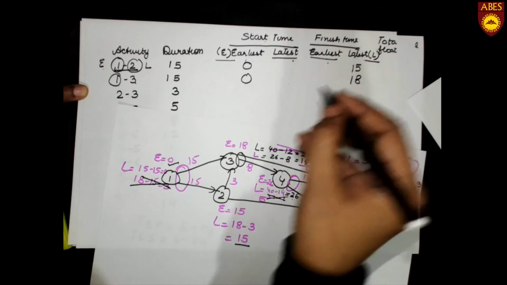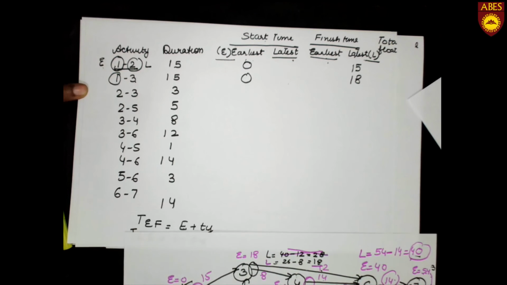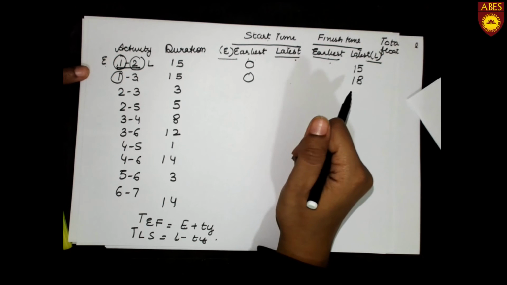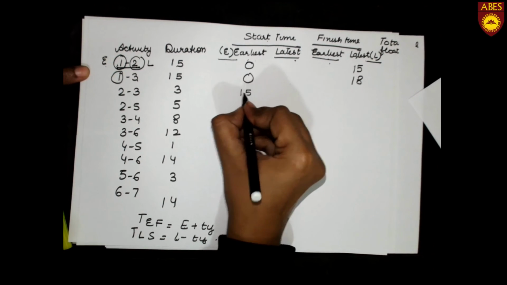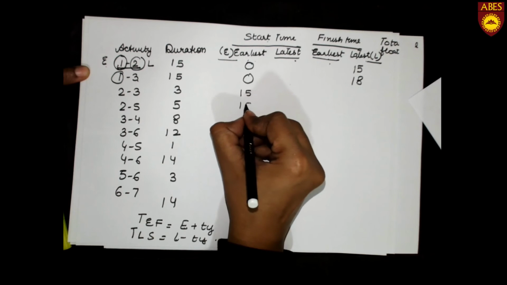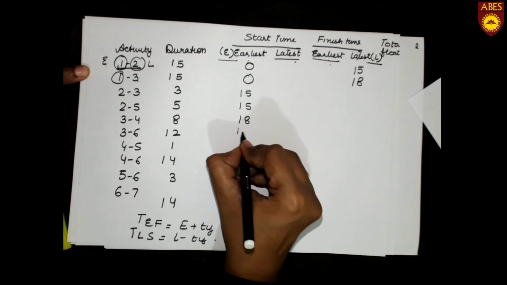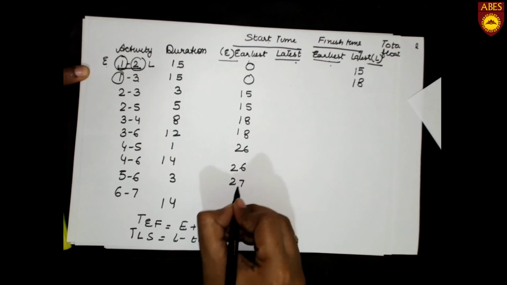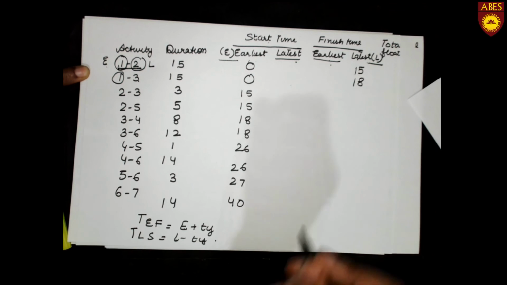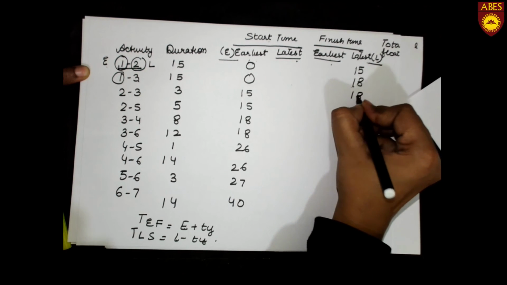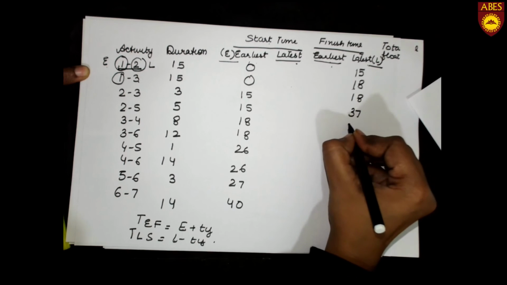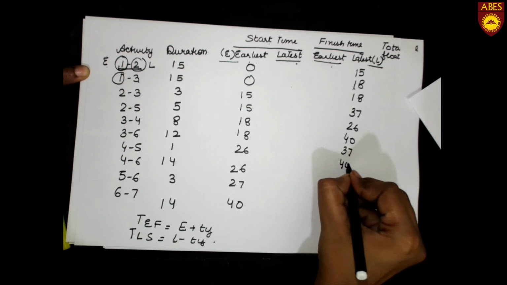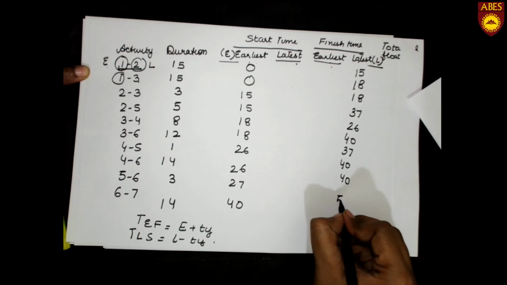In similar fashion, we will write down the value of E and L for each activity. Like this, I am writing down for 2, 2, 2. You can see it: 15, 18, 18, 26, 26, 27 and 40. Similarly over here: 15, 18, 37, 26, 40, 37, 40, 40, 50.